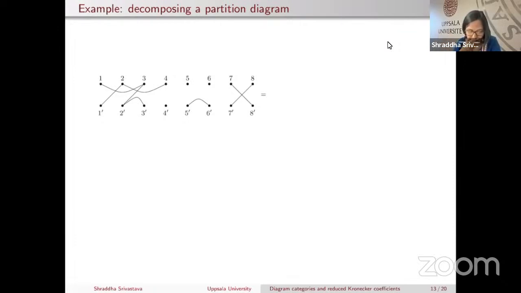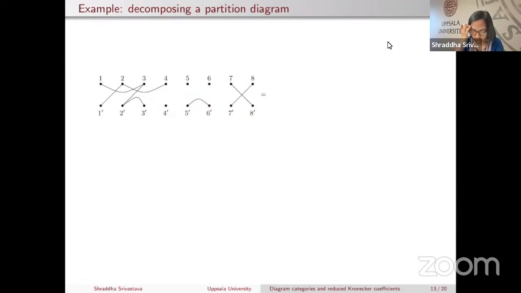Okay, so let's take some example, say a partition diagram in which 1 is connected to 3, then 3 is connected to 2' and 3', and then 2 is connected to 4 and comes down connected to 1'. 5 and 6 are singletons, and 7 is connected to 8', and 8 is connected to 7', then 4' is just here, and then 5' is connected to 6'.